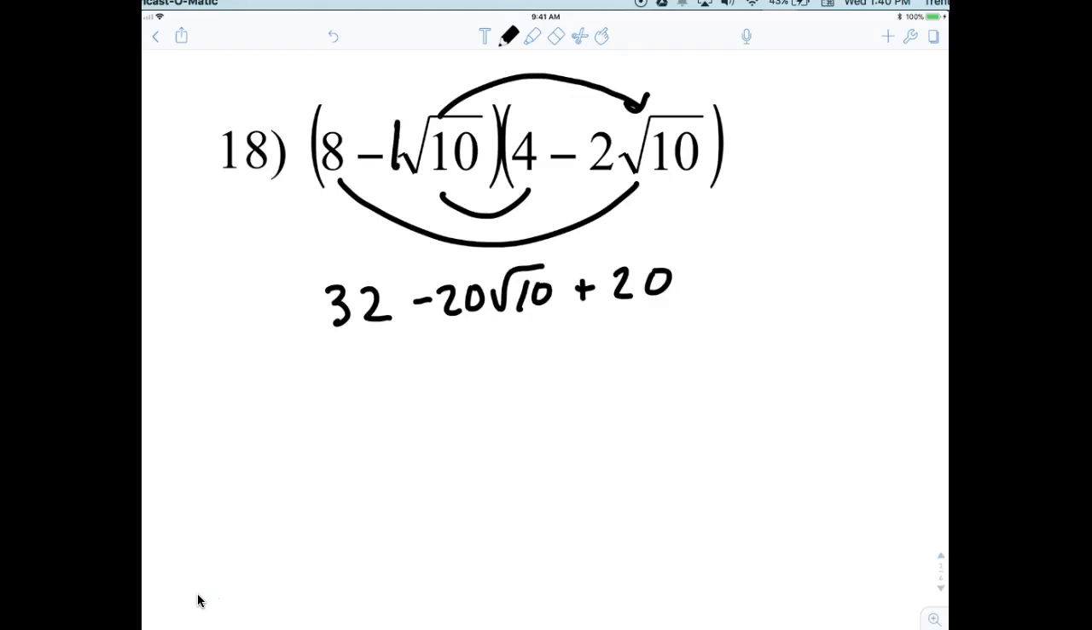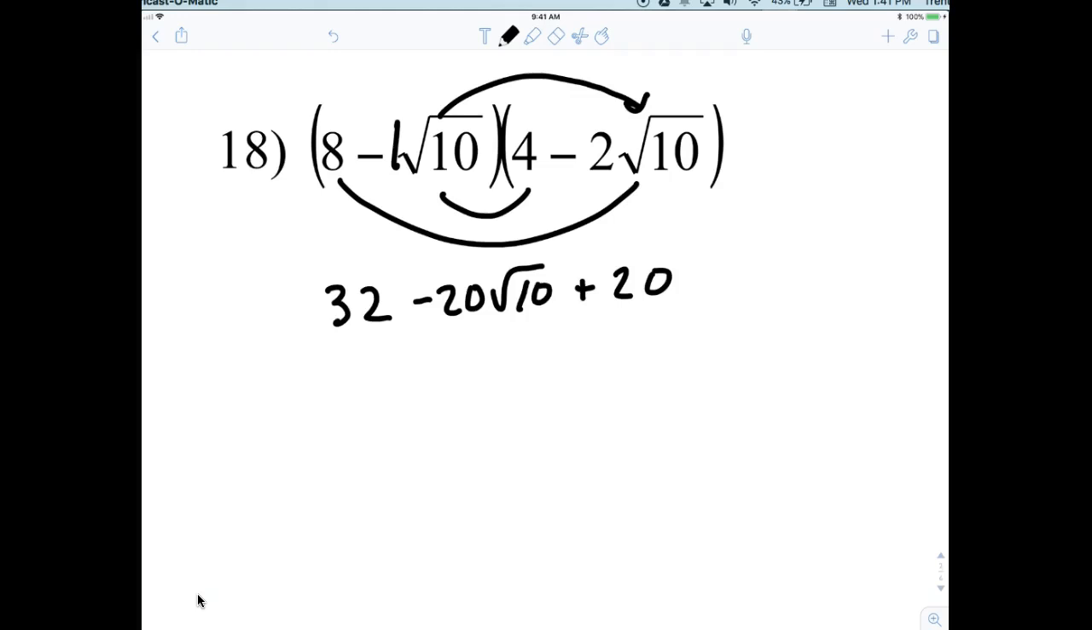2 times 1 is what? What's square root of 10 times square root of 10? What's square root of 10 times square root of 10, guys? No. 10. Square root of 10 times square root of 10 is 10. You can say square root of 100, but then you're going to have to tell me the square root of 100 is what? 10. So you just skip that altogether. Square root of 10 times square root of 10 is 10.